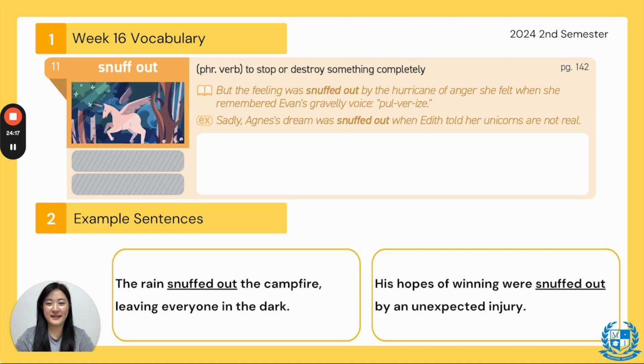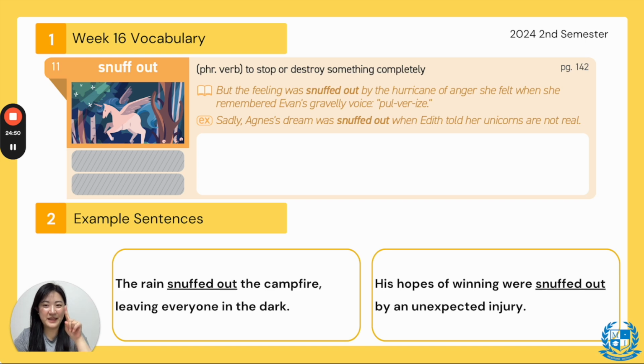Peddler. Number 11, everyone say snuff out. Snuff out. Our part of speech is a phrasal verb, and it means to stop or destroy something completely. And in our book it says, but the feeling was snuffed out by the hurricane of anger she felt when she remembered Evan's gravely voice, pulverize. So she had an idea and a feeling, but it went away. It snuffed out.